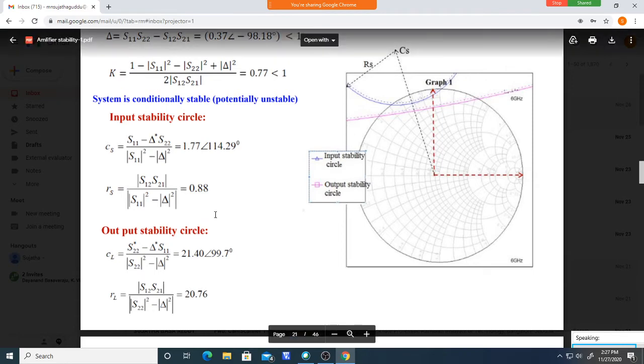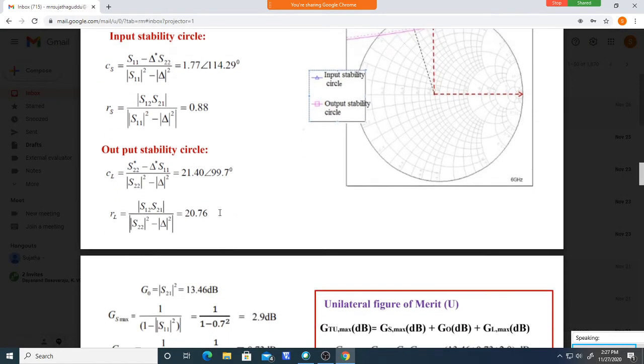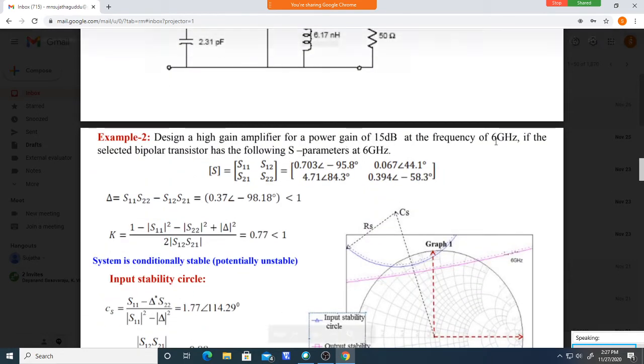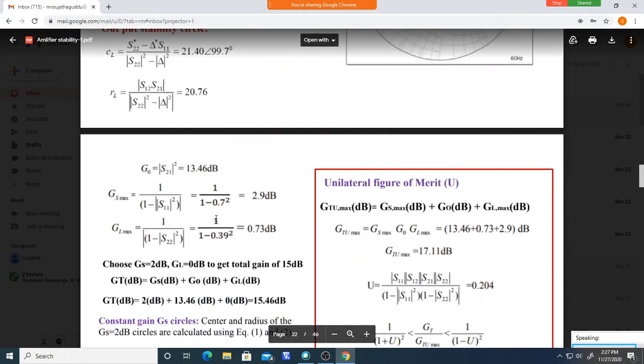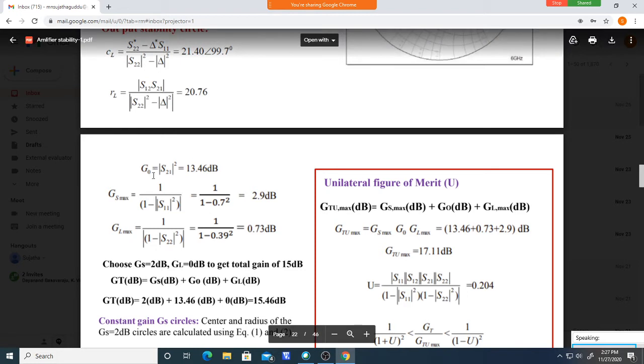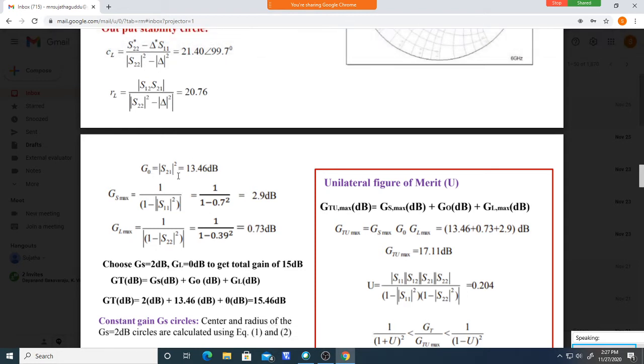After that, the next part is, you should again design it for 15 dB gain. The question here is 15 dB gain. So you should proceed similar to the previous one. You should calculate the value of G naught, S21 magnitude square.